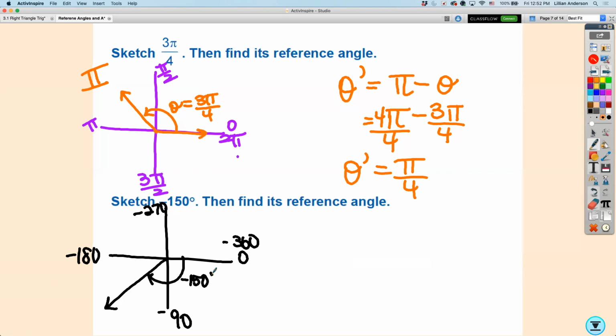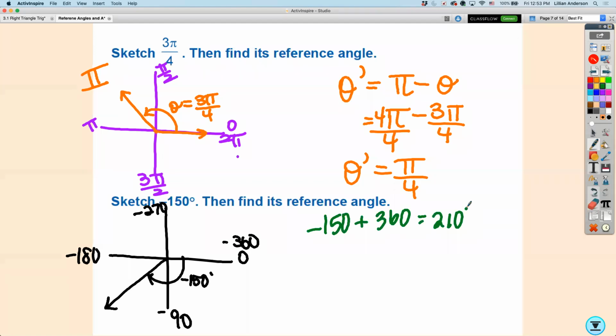In order for me to use those formulas, that angle has to be in between 0 and 360. So what should I do? A positive coterminal angle, so that means I need to add what, 360? So what's negative 150 plus 360? 210.